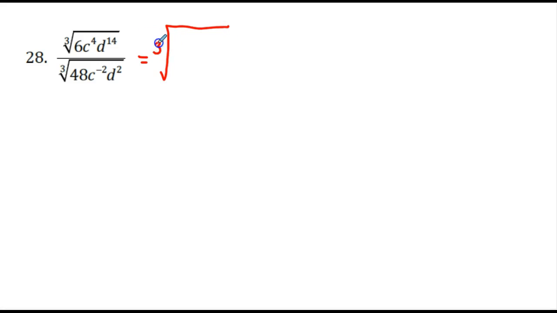So we have the cube root of 6c to the 4th, d to the 14th in the numerator, and in the denominator we have 48, c to the negative 2nd, d squared. And you might be wondering why I did that, but actually I'm going to do that so I can simplify this fraction a little bit before we take the cube root. It'll make it easier for us in the long run.